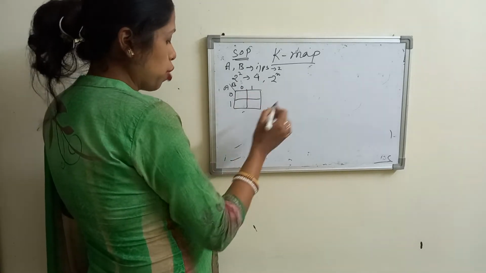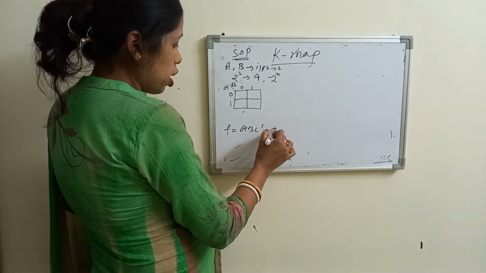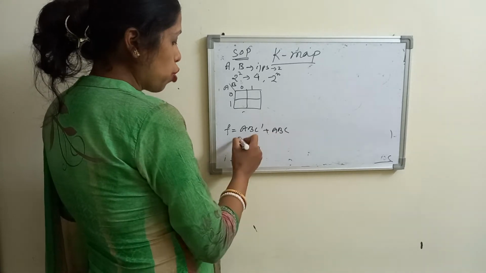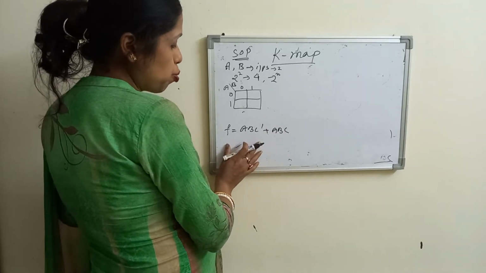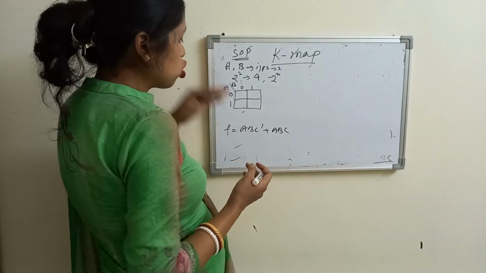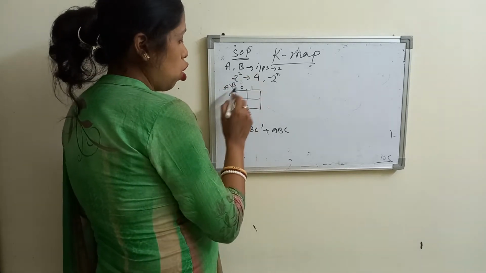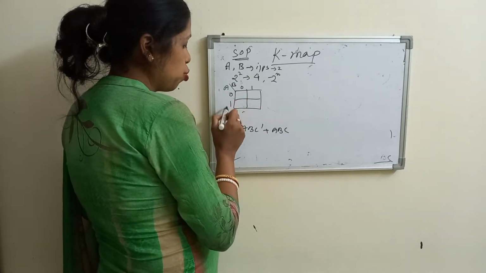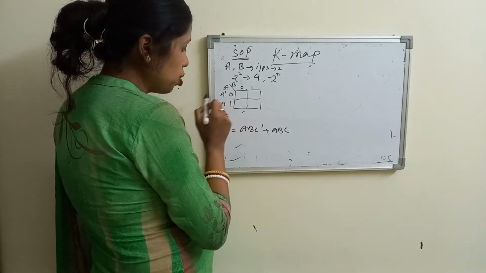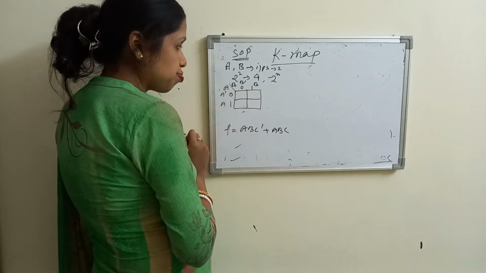SOP means sum of products. Suppose we have one kind of expression, A B C prime, A B C. So this is the SOP, sum of product. If we have the SOP, how can we implement the expression using the K-map? So for SOP, I am writing the K-map. If you have A and B, how many cells? 4 cells are required. Here I am putting 0, 1. You can also write A prime, A. So 0 means A prime, 1 means A. Here also you can write B prime, B.